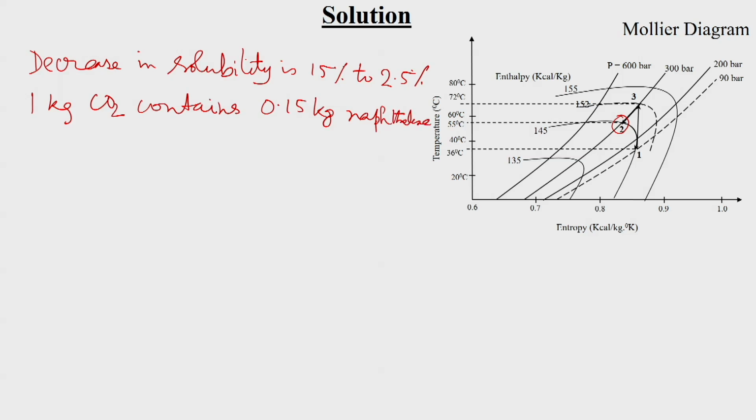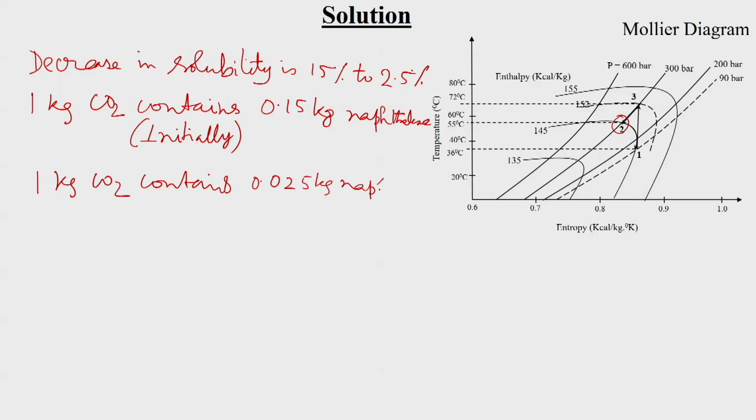Okay. So we can say this one at 55 degrees Celsius, and this one initially, 1 kg CO2 contains 0.025 kg naphthalene after expansion.